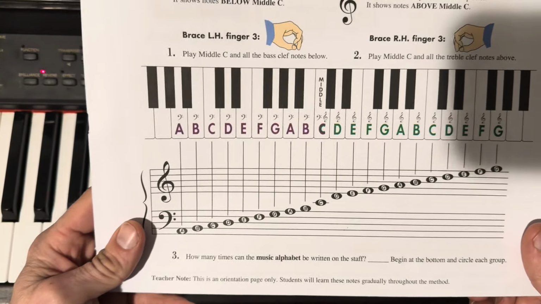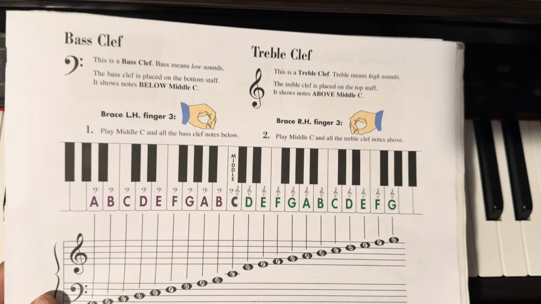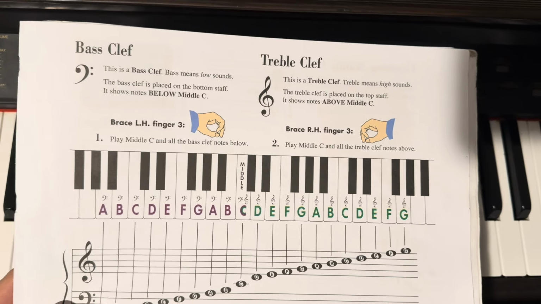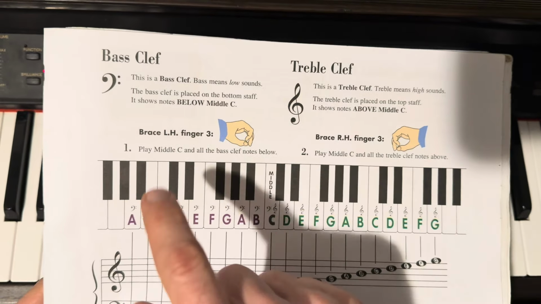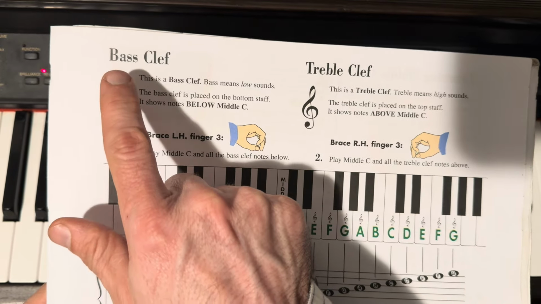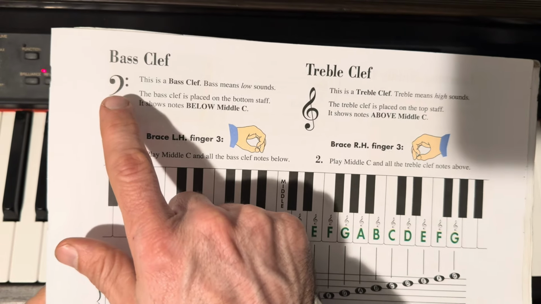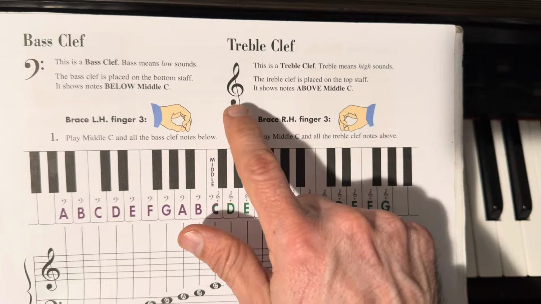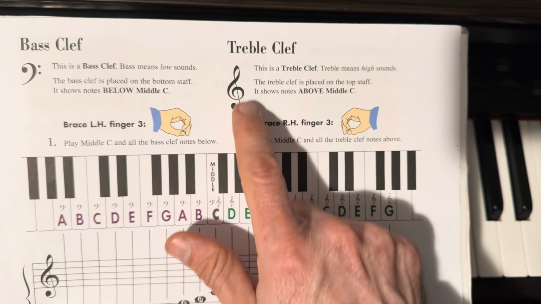So these 2 pages are really just to introduce a couple of important things to you. Now, I almost forgot to tell you about these 2 at the top. There are these 2 symbols. One is called a bass clef. It looks like bass, but it's pronounced bass. Bass clef and treble clef. It's like the word trouble, but you say treble.